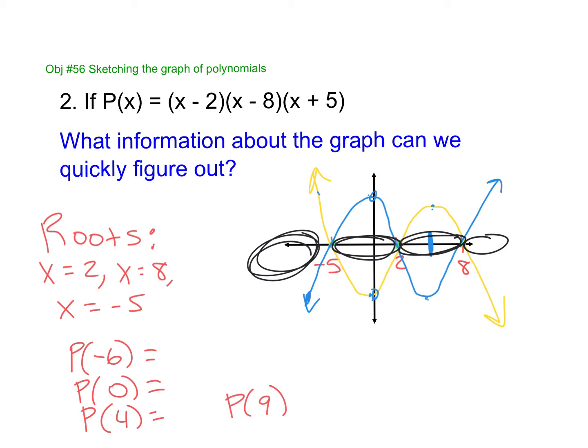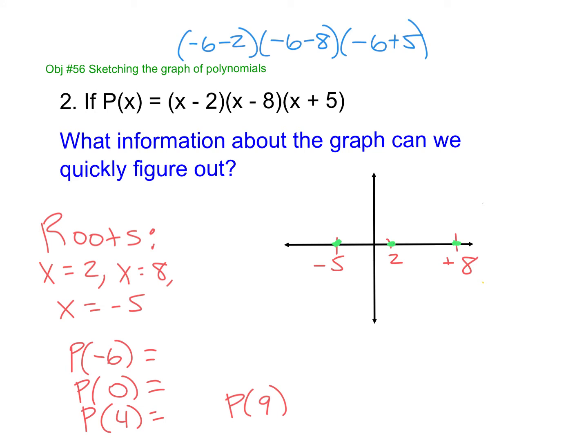Like when I plug in -6, I'm just going to do -6 minus 2, -6 minus 8, -6 plus 5. So put that exactly the way you see it in your calculator, and what do you get? All right, so when I plugged in -6, I got -112. When I plug in 0, I get +80. When I plug in 4, I got -72. And then 9, I haven't done that one yet.